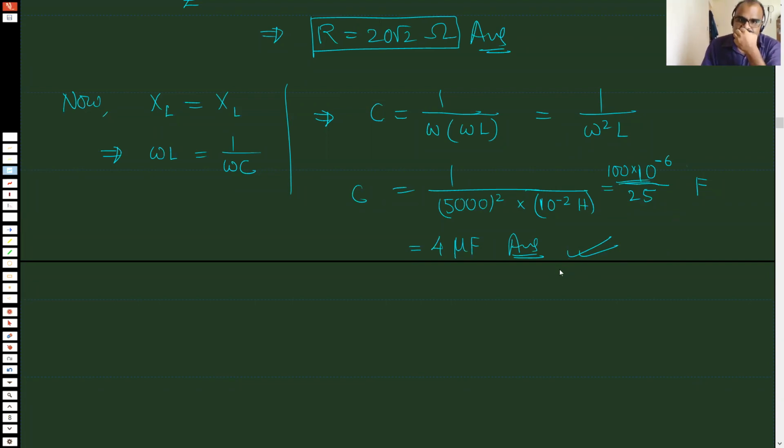Now tomorrow we will solve some complicated, advanced level questions, where we will see what happens when these LCR circuits are not in series. As of now, we have studied only series. So tomorrow we will study more complicated circuits. But remember that those complicated questions don't come in the exam.